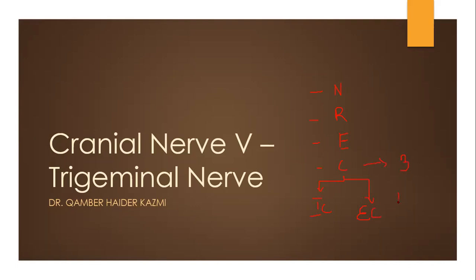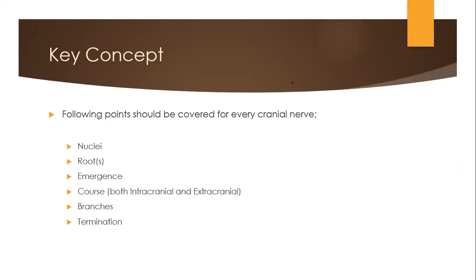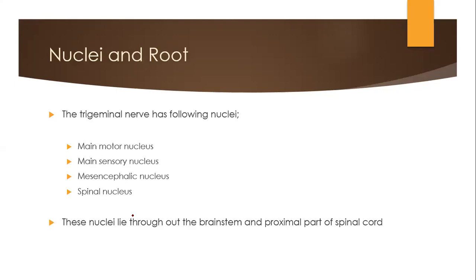And then you need to know how this nerve is going to terminate. So these are the headings. When you cover these headings for any particular cranial nerve, only then can you say that you have covered the entire cranial nerve. So we're going to follow the exact same pattern with this lecture. These are the headings that I've just talked about. Let's just start with the nuclei.